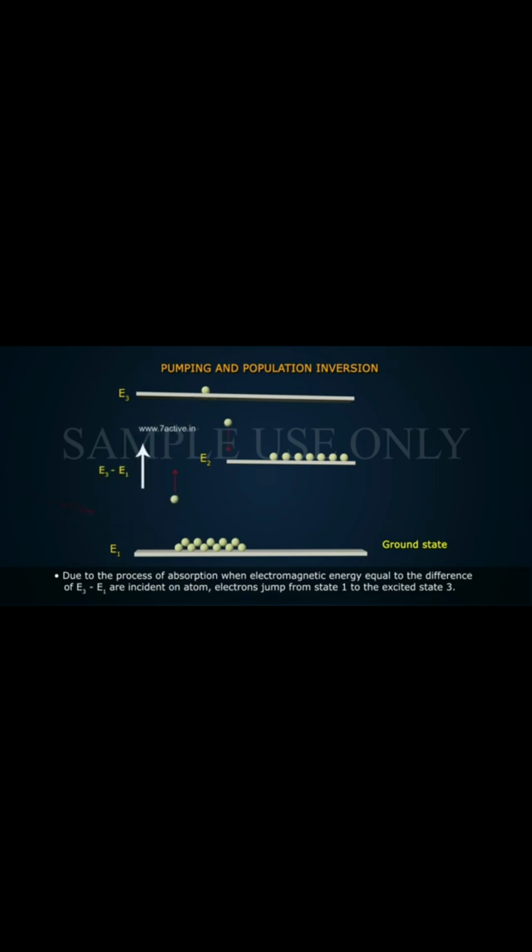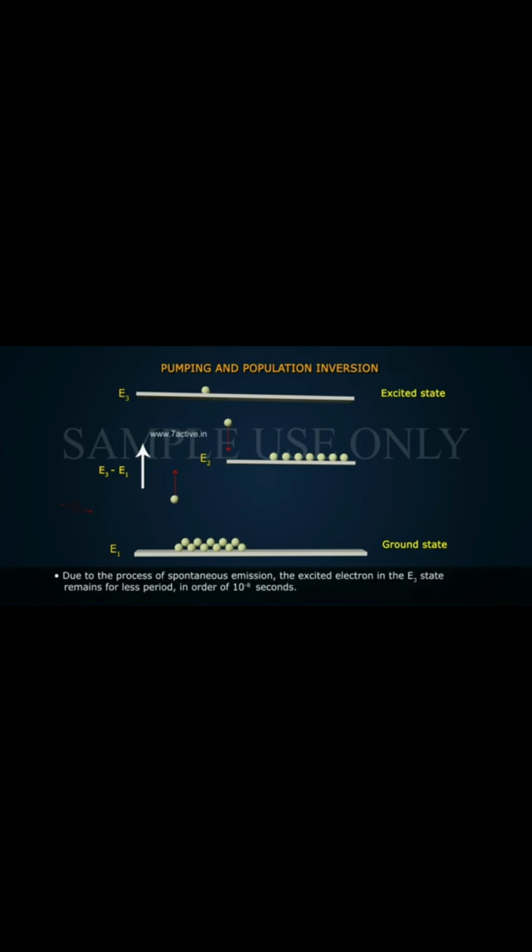Now, let us consider an atom has 3 electronic states E1, E2, E3 in an active medium. Generally, electrons exist in the lower state called the ground state E1. Let us denote the number of electrons in the ground state as N1. As we have already learned, due to the process of absorption, when electromagnetic energy equal to the difference of E3 minus E1 is incident on the atom, electrons jump from state 1 to the excited state 3.